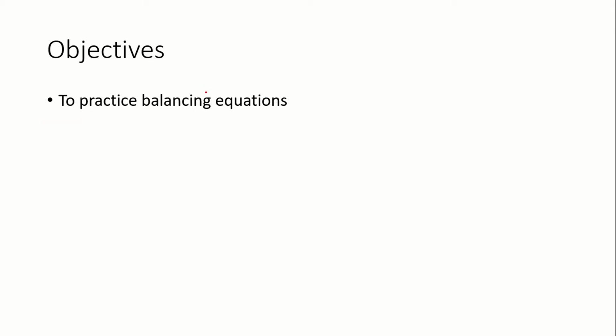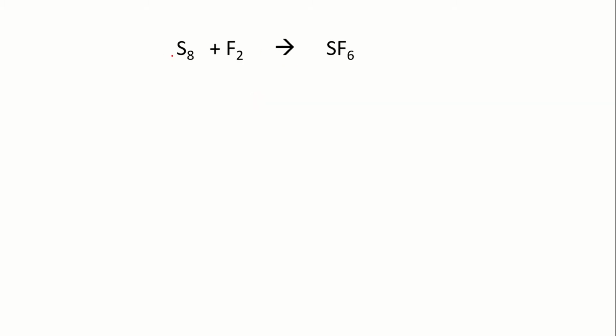The objective of this video is to practice balancing chemical equations. Let's look at the first equation. You have S8 and fluorine, which result in SF6. If you are good at balancing it mentally, you can go ahead and balance it out.